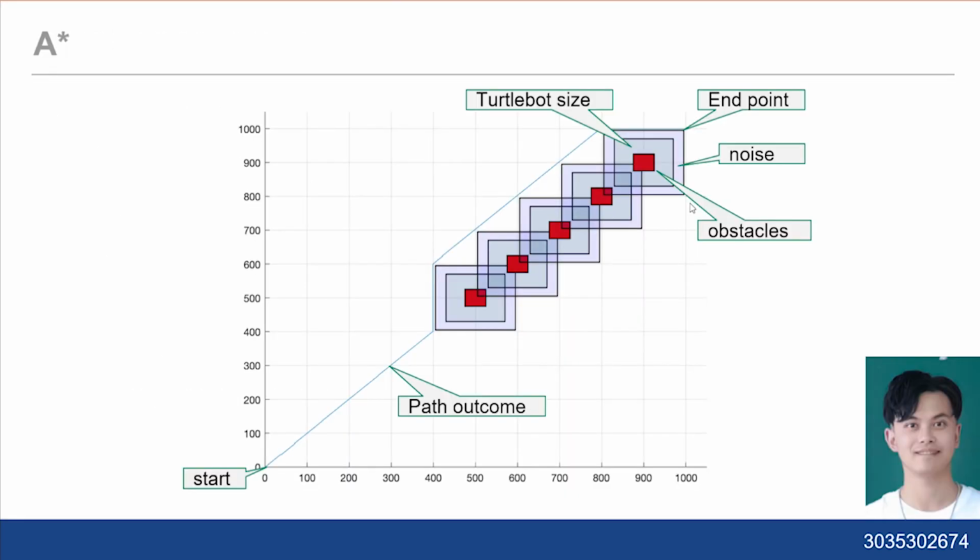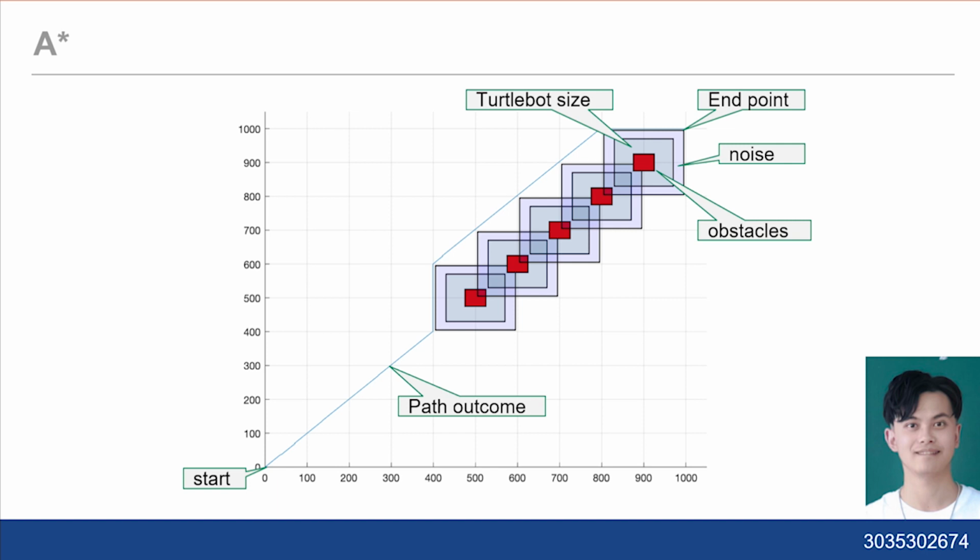Why do we need to use the A-star algorithm? If we use MPC from the start point to the end point all the way around, it will cost months of computation time and increase the uncertainty of the optimal solver. Therefore, in this project, we use an improved version of the A-star algorithm.